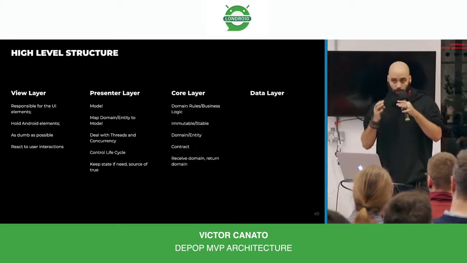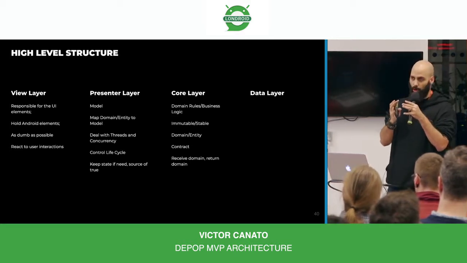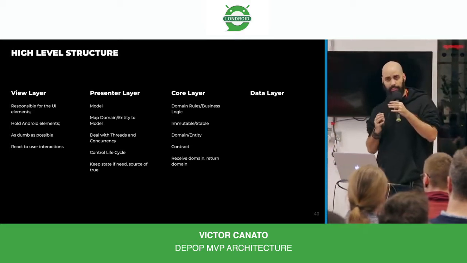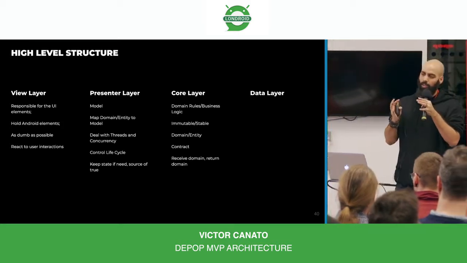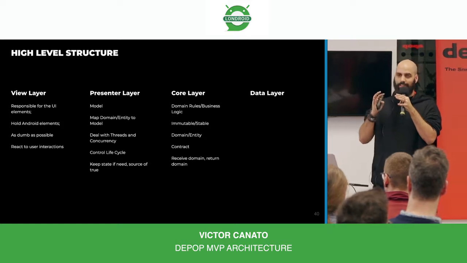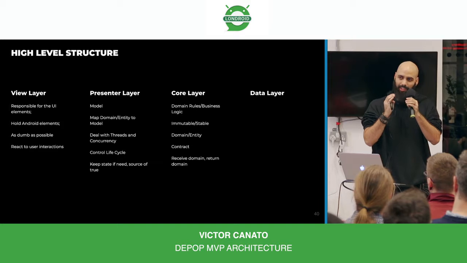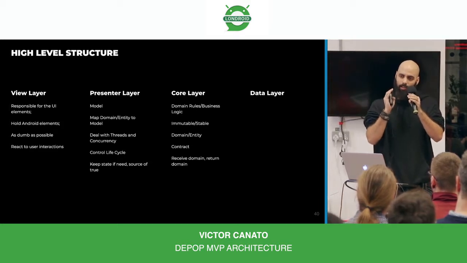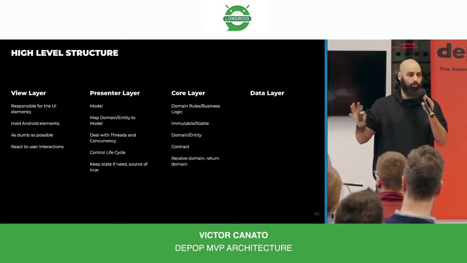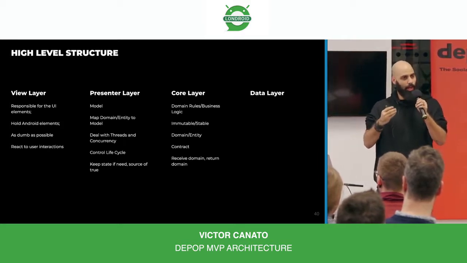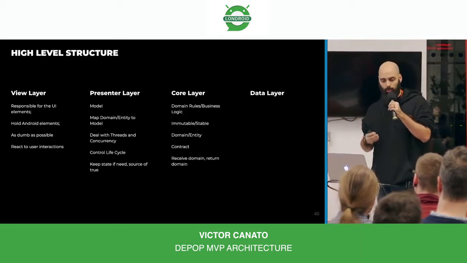Then we have the core layer. The core layer is the most important layer that we have. It has our domain rules, so everything that we need to use on this feature. It holds our business logic, is immutable, stable. So when we talk about our core, we try to make it very stable. If you change something in the core, it's because you changed something in the whole feature. And you should think about that. This helps us to do code review, to make improvements, and to make refactors on the code.